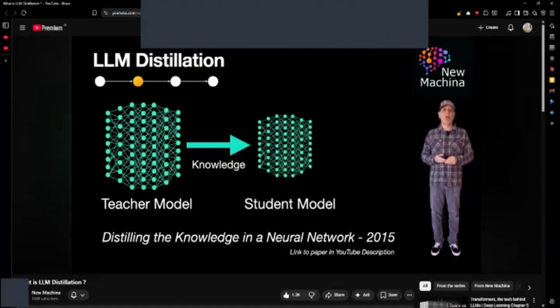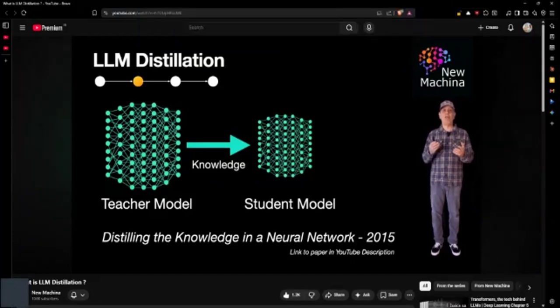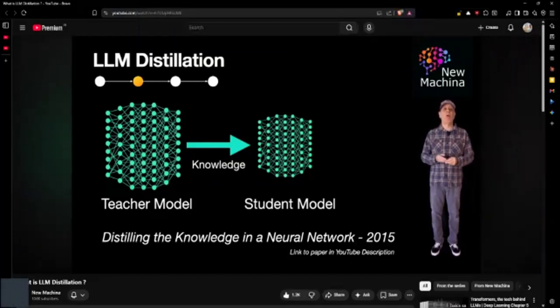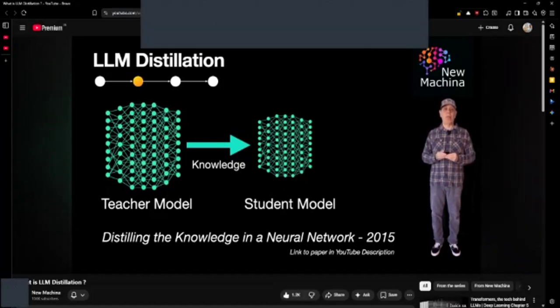So how does it work? Well, training a smaller student model using knowledge from a teacher model involves several key steps. First, the teacher model generates soft labels. Now, what are soft labels? Well, instead of just giving correct answers, the teacher model outputs the probability distributions over possible answers. For example, instead of just saying Apple blank, the teacher might say Apple iPhone with 90% probability, iPad with 5% probability, TV with 3% probability, or laptop with 2% probability.